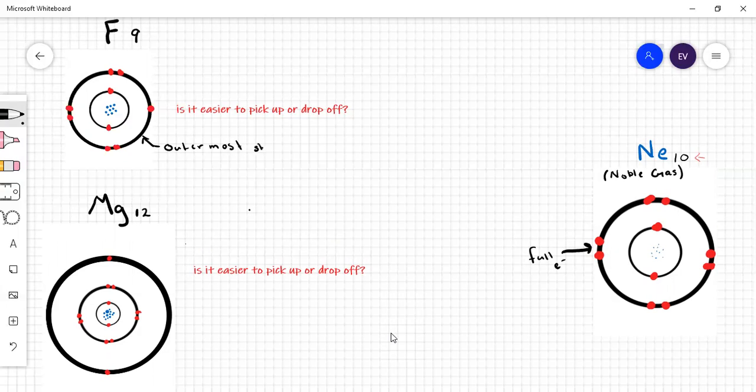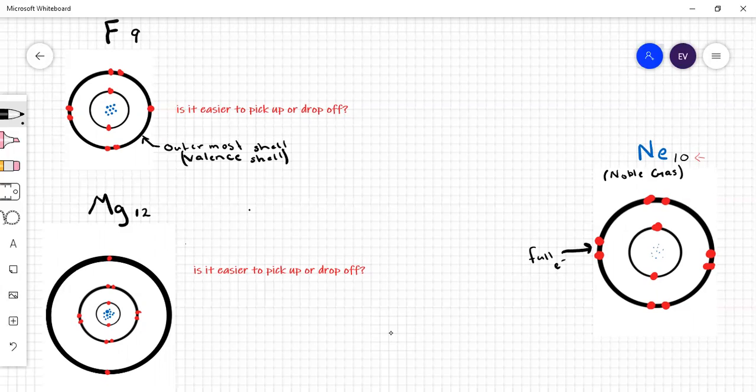The outermost shell is the valence shell. So I want to make sure that we're all using the same nomenclature, okay? There we go, valence shell. So the electrons that exist in the valence shell, those are your valence electrons. Now, let's take a look at and compare neon to fluorine.